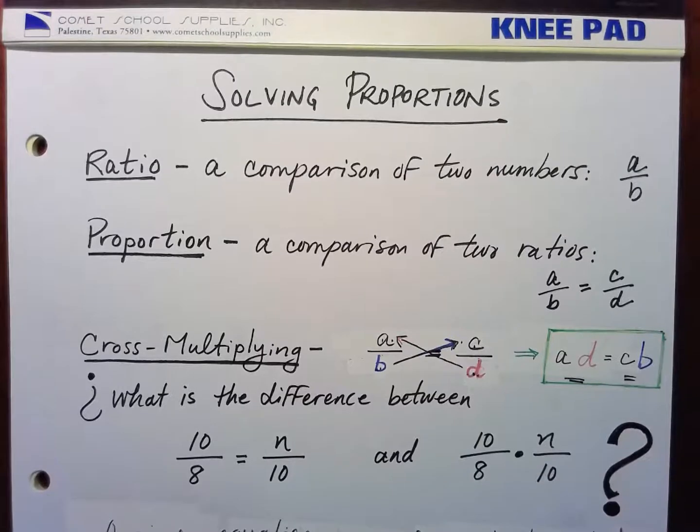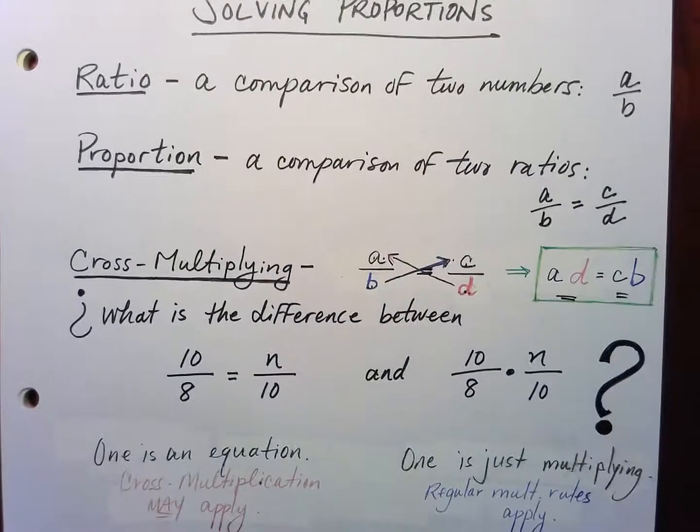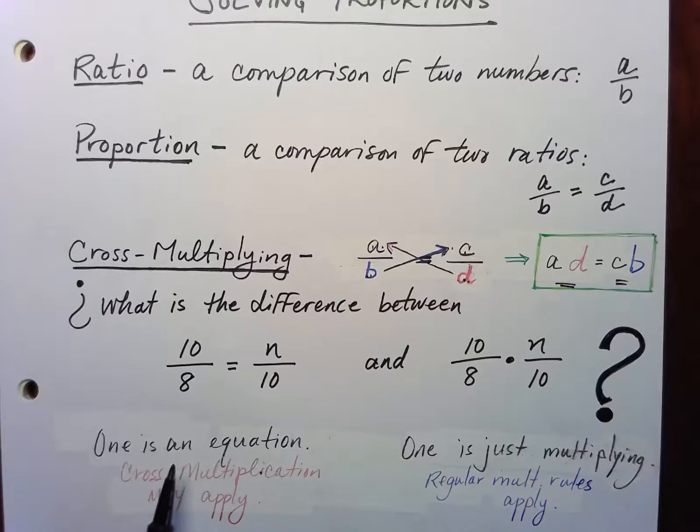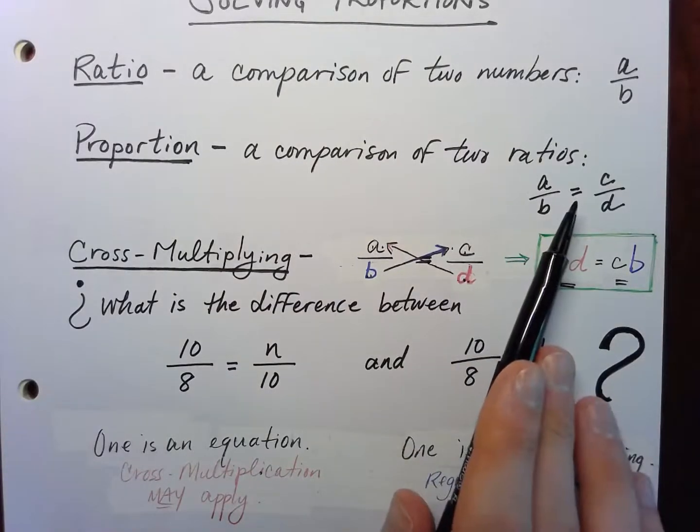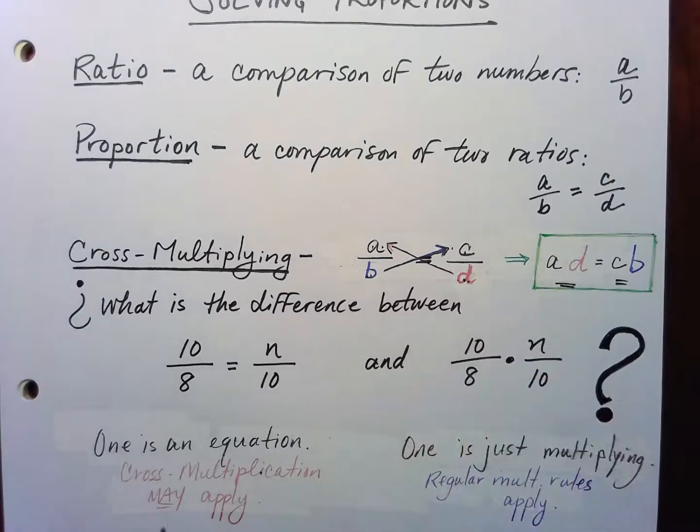So let me ask you a question right here. What is the difference between this and this? And I know it's a simple question, but I really have to just harp on this for a second. Okay? This is an equation. This one here is an equation. So since it's an equation, that means that it's a proportion. See? And so cross multiplication may apply. Sometimes you don't need to, or sometimes it works against you if you do. But it may apply because it's an equation.